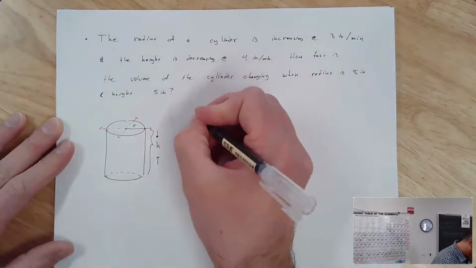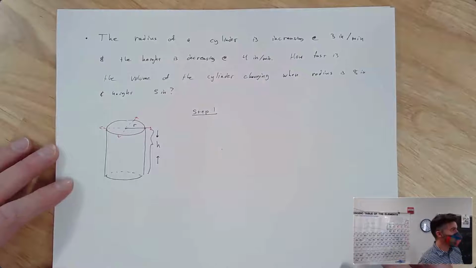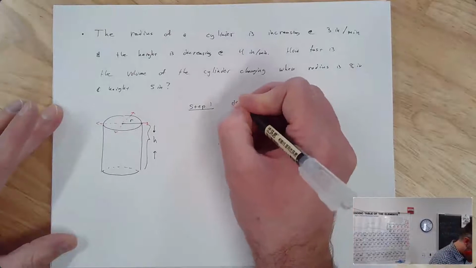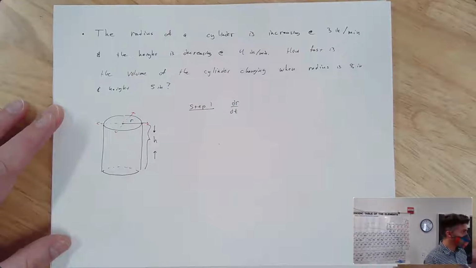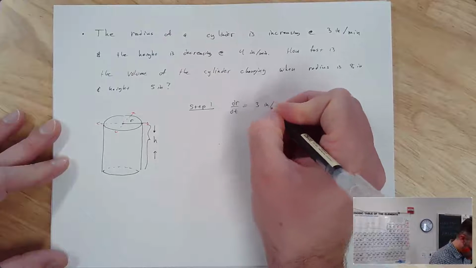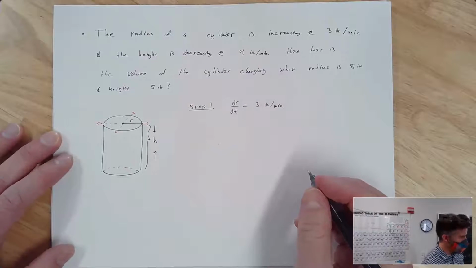So step one. Let's go ahead and find what's changing and what we want to know. They're telling us how both the radius and the height are changing. They're telling us that dr/dt, the rate of change of the radius with respect to time, is 3 inches per minute. And they're telling us that the height is decreasing at 4 inches per minute.